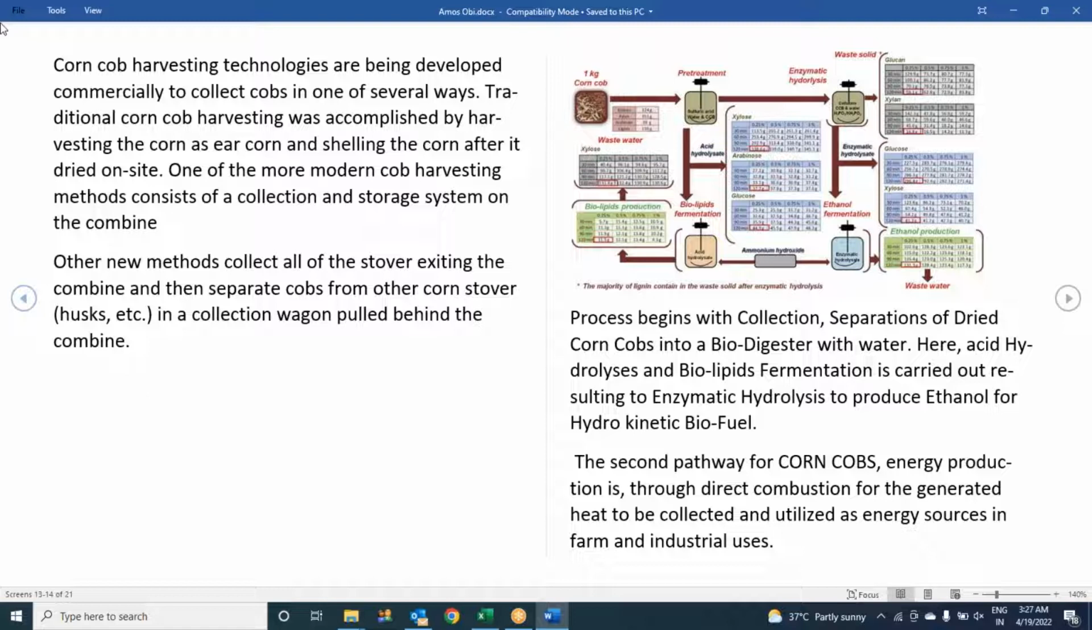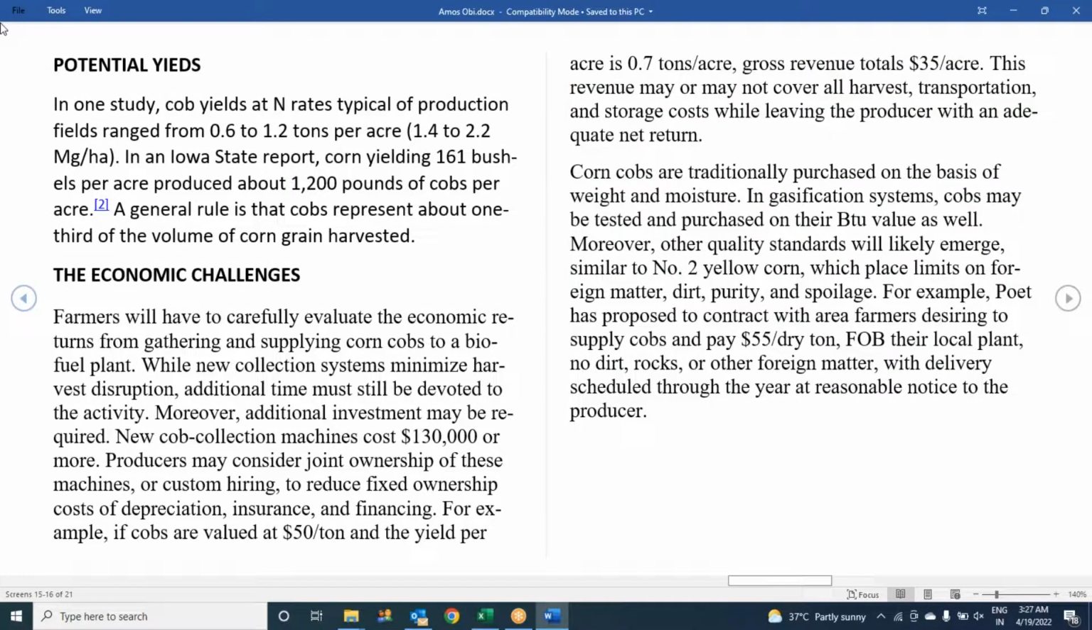Then the potential yield. In one study, Concord yields at a typical production rate ranging between 0.6 to 1.2 tons per acre. You can imagine that. And these have all been wasted all these years. In our state, for instance, in America, corn yields 161 bushels per acre, producing about 1,200 pounds of Concord per acre. So if this could be converted through biofuel refinery, we can have a lot of energy that could be used.